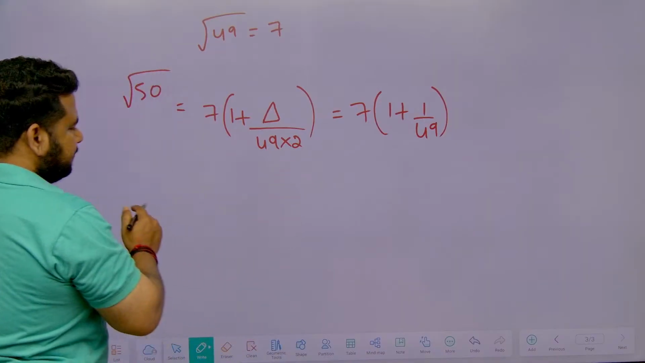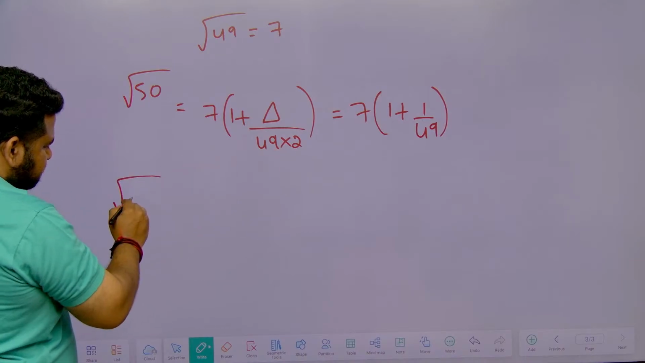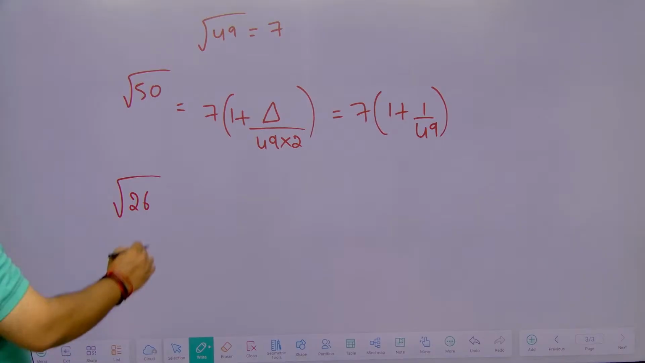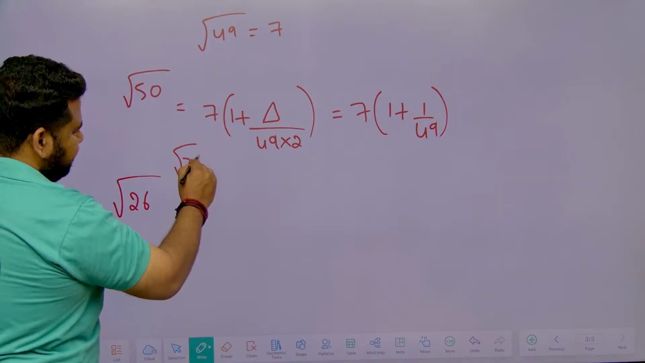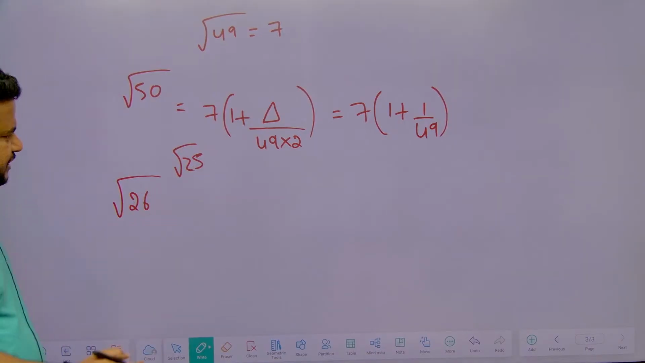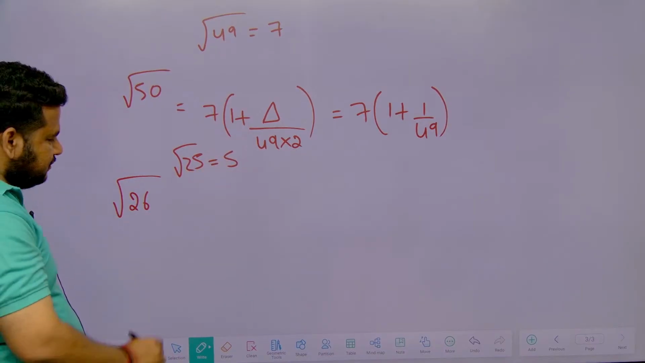Next, suppose the question is given like this. Suppose they give square root of 26. Square root of 26 is close to which? 25. Square root of 25, which is nothing but equal to 5. So we will write this as 5.